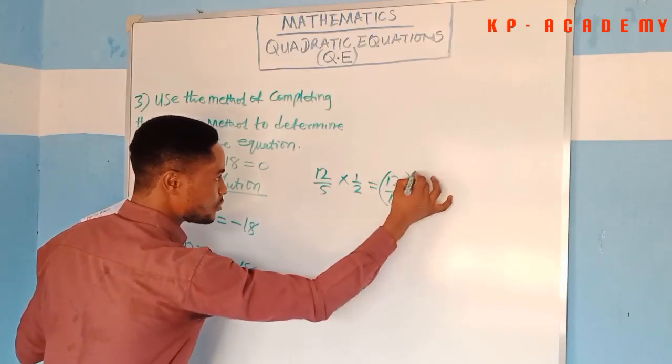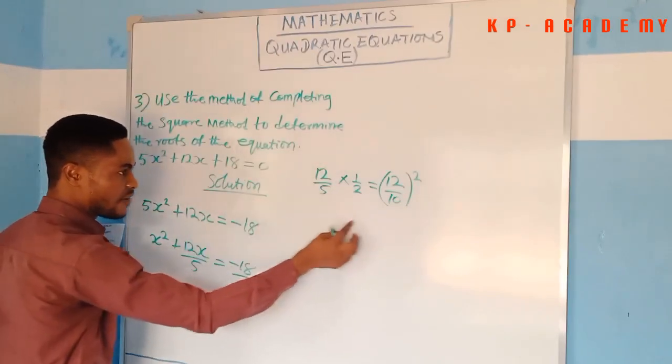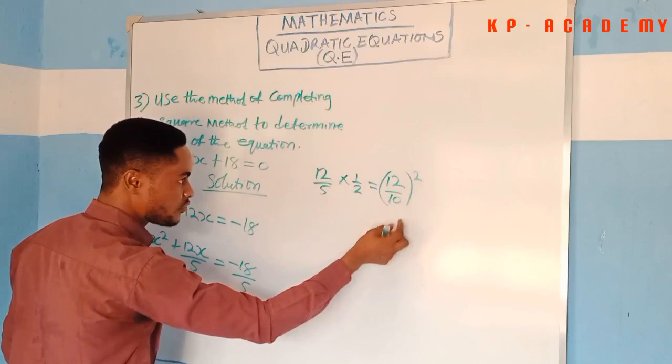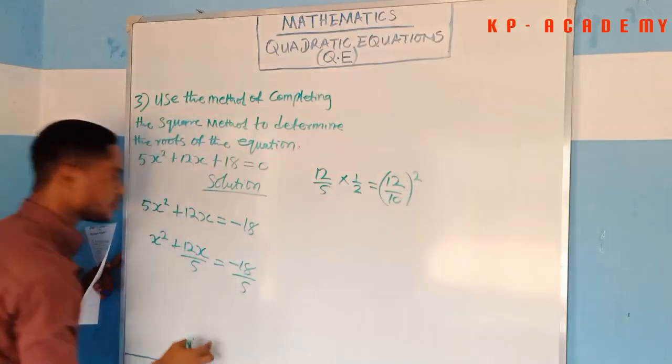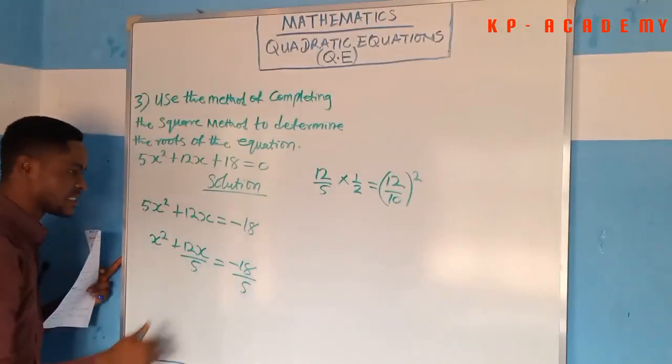Now, squaring it will now be this. So the coefficient of x is this, the half of the coefficient of x is 12 over 10, then the square of it is 12 over 10 all squared. So now it is this that we are going to add on both sides of the equation. That is the second rule.